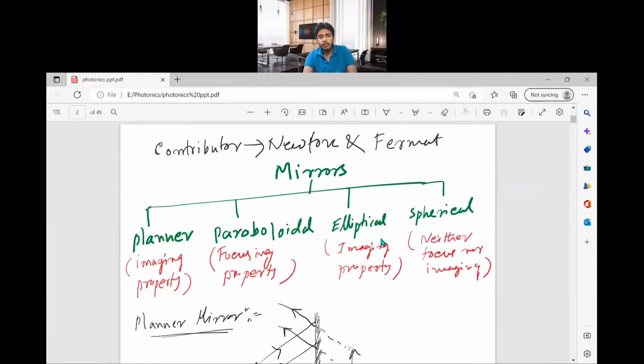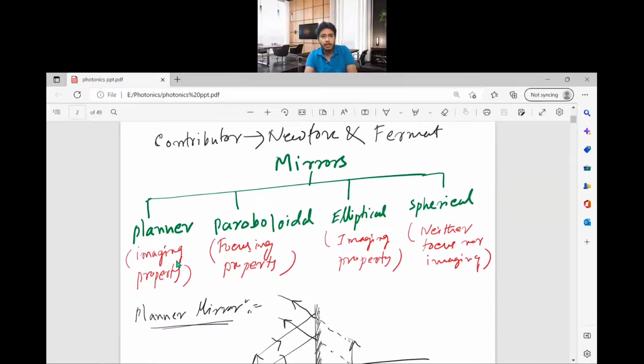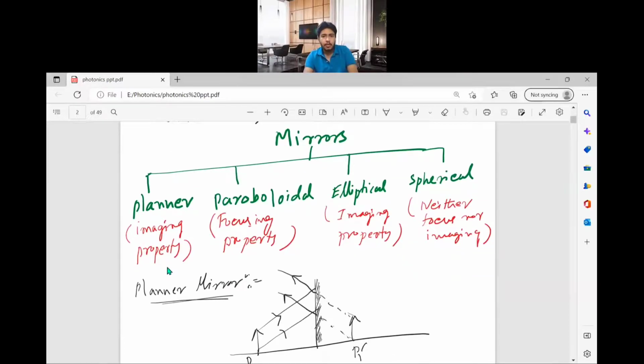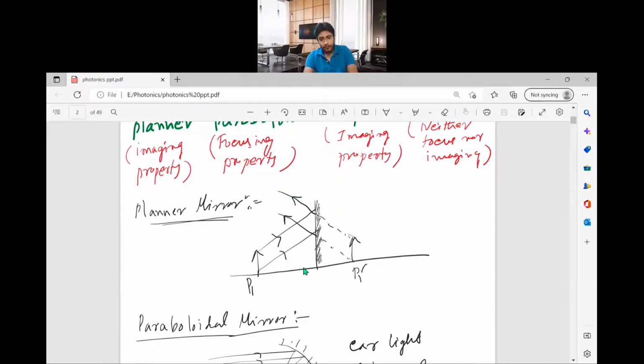In ray optics, we deal with different kinds of mirrors: planar mirror, parabolic mirror, elliptical mirror, and spherical mirror, that we have studied. The planar mirror has the imaging property, the parabolic mirror has the focusing property, the elliptical mirror also has the imaging property, and the spherical mirror has neither the focusing nor the imaging property. This is the planar mirror. You can get the image of P1 using the planar mirror, at a distance from the mirror. These are the imaging properties. Light will be reflected back, and if you trace it, you will get the mirror image of P1.